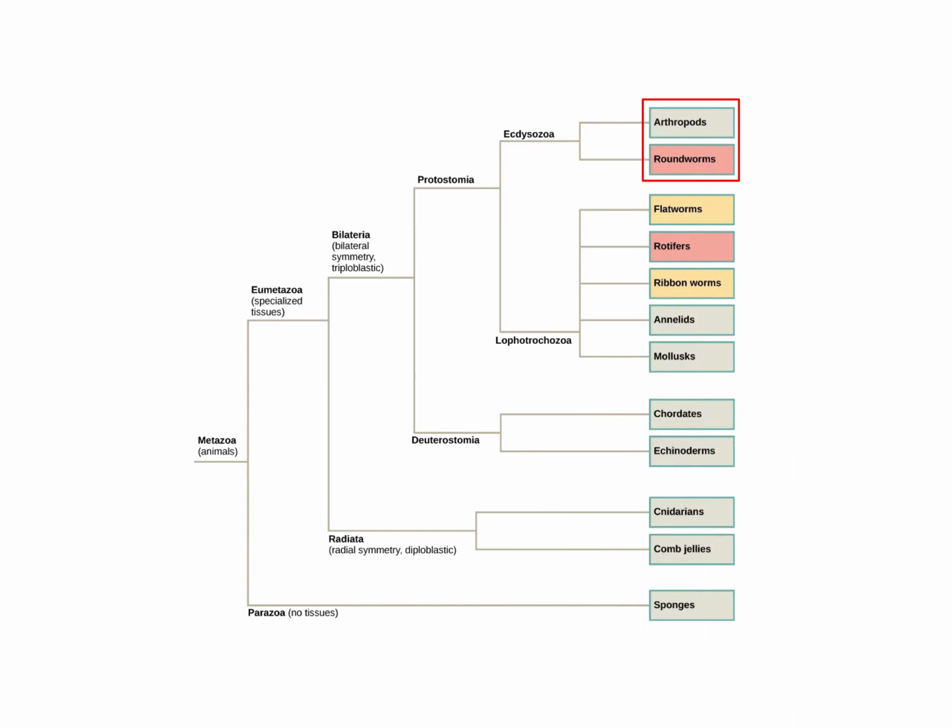In this video, we're going to talk about phylum Arthropoda. And these animals are in the superphylum known as Ecdysozoa. They are protostomes. They have bilateral symmetry and they are triploblastic. They have specialized tissues, so they are eumetazoa. And then, of course, they are animals.